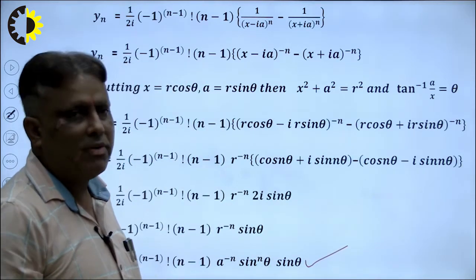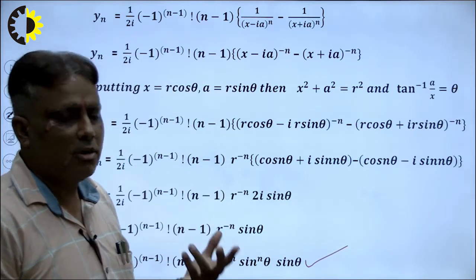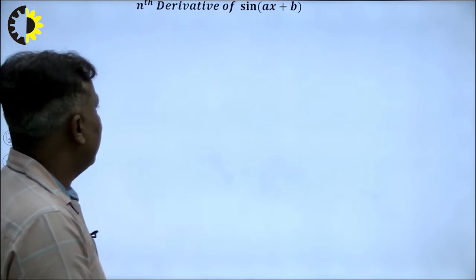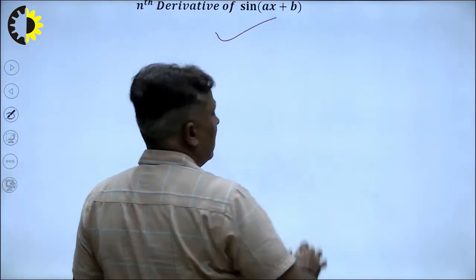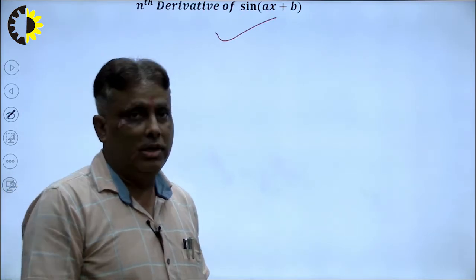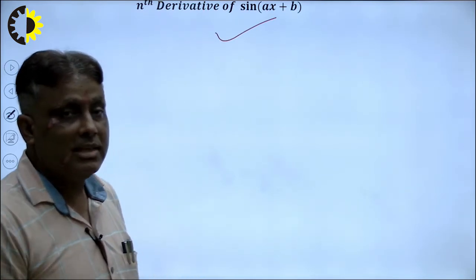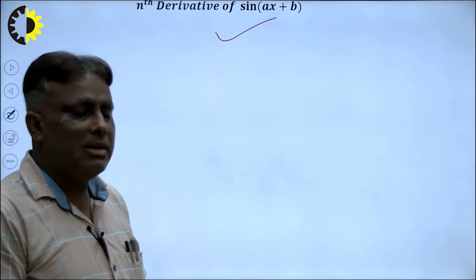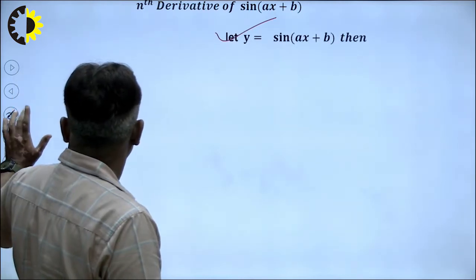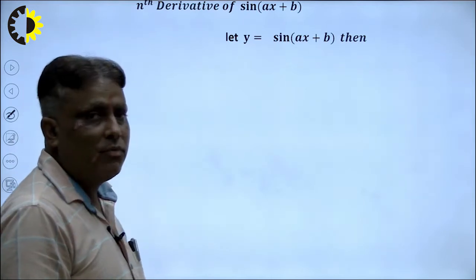In this way we find the nth derivative of different functions. Now suppose we have another problem: nth derivative of sin(ax plus b). Till now we completed the algebraic functions only, and now for the first time a trigonometric function arises. So what will be the first derivative of sin(ax plus b)? Suppose this is equal to y.